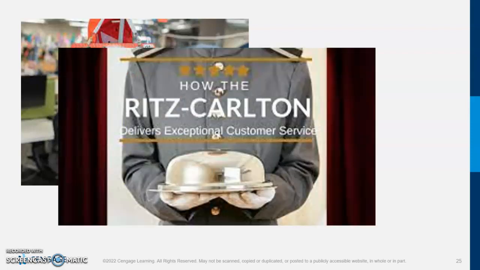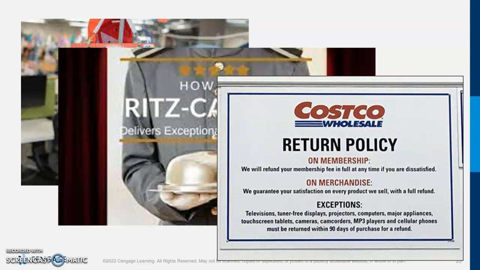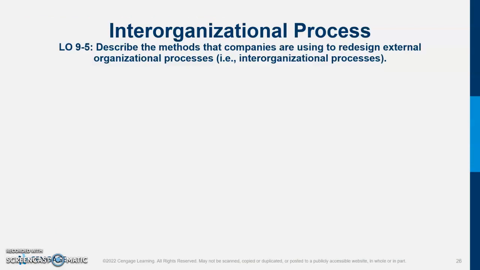The Ritz-Carlton allows their customer service representatives to rectify customer complaints. They can give them free nights. They can give them free meals. It's really up to their discretion, up to a certain dollar amount. And Costco has a very loose return policy that allows their customer service people to easily accept returns from customers.